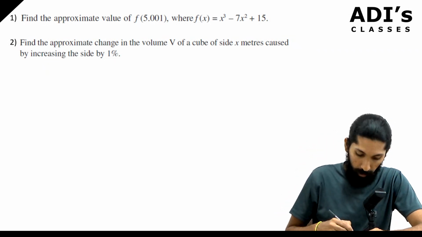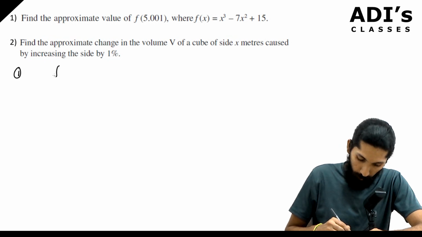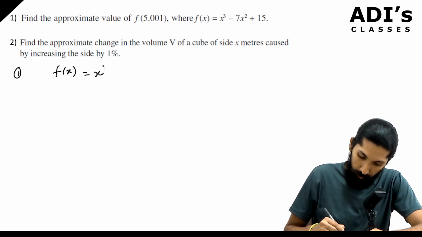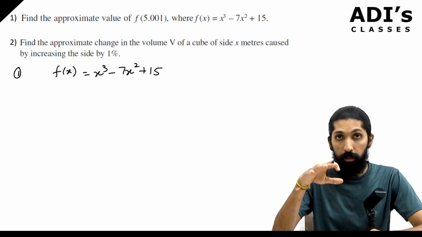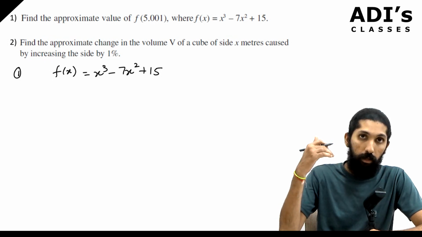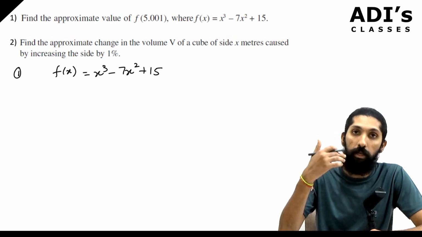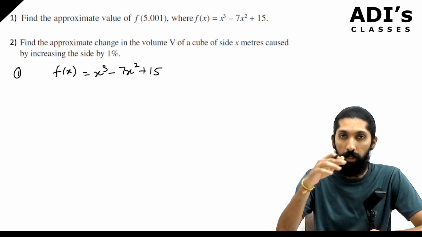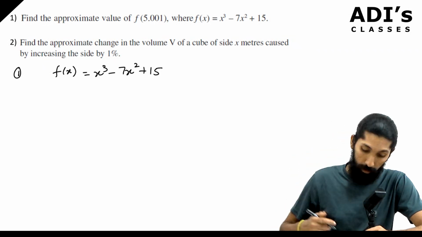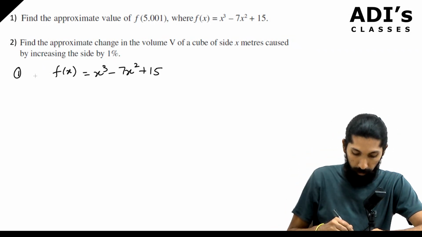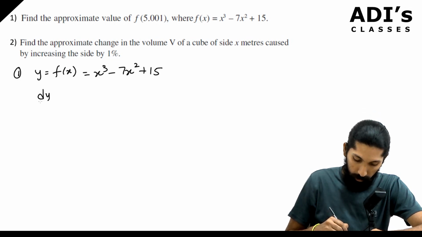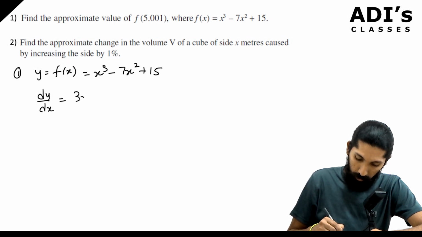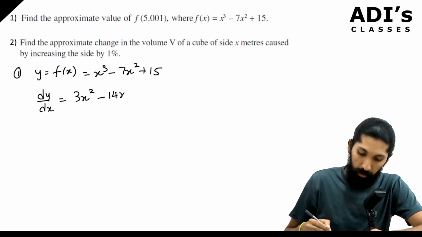See, the first part is f of x equals x cube minus 7x square plus 15. Now remember, when you're trying to calculate the value, you can write f of x plus delta x to get the value, correct? Or dy by dx you can call it. Now the very first thing, this is nothing but y, right? Now dy by dx you can calculate. Dy by dx will be 3x square minus 14x.